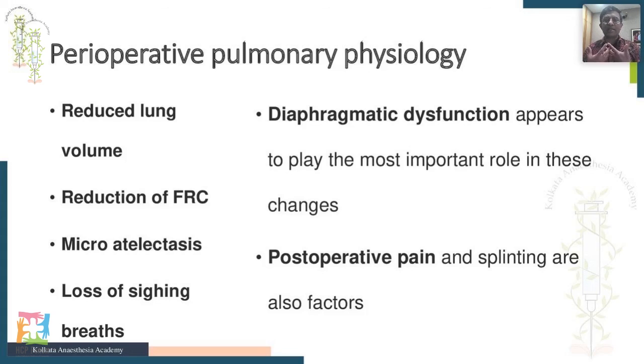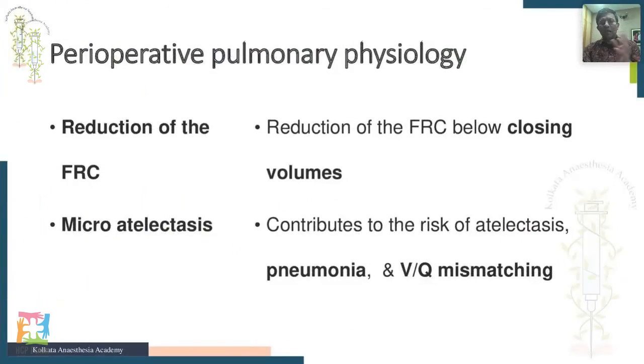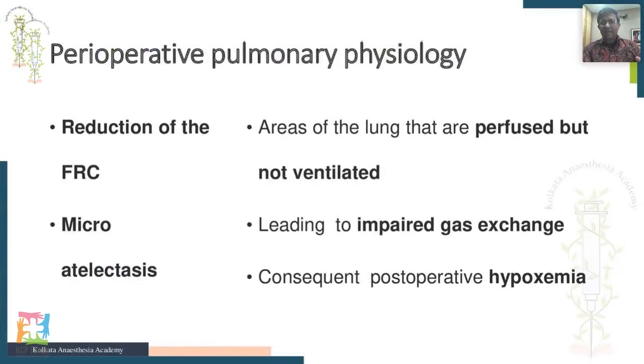Now, whether it is compression, classic paralysis, or the abdominal contents going up due to positioning or the institution of positive pressure ventilation, all these things contribute. Along with this, postoperative pain, which extends into the postoperative period, could also be a reason for all of these mentioned on the left-hand side. FRC, we figured out, will go lower than the closing volumes. Once FRC goes lower than the closing volumes, it leads to microatelectasis, and atelectasis will contribute to the development of pneumonia and VQ mismatching.